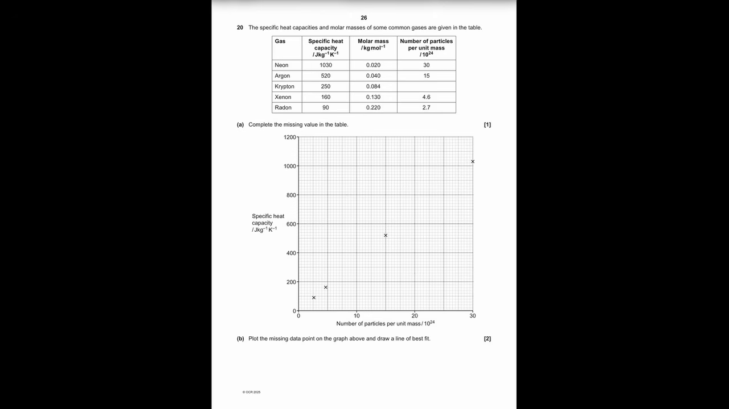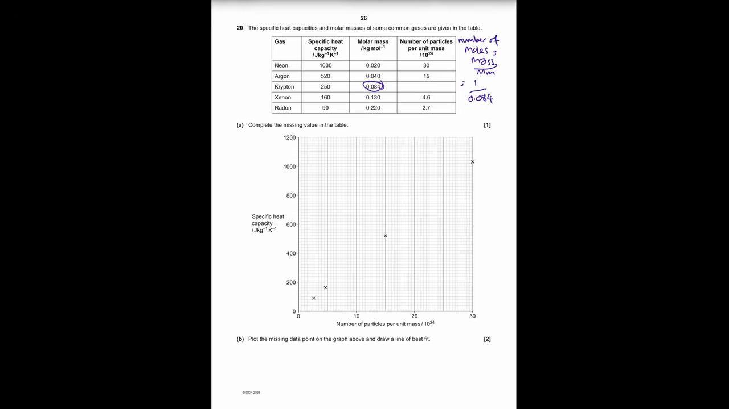So I know it's going to be something to do with number of moles equals, I'm just writing that down, number of moles is going to be equal to mass over the molar mass. Okay, and then it's saying here, the number of particles per unit mass. So what's the unit mass going to be? The unit mass is going to be 1 kilogram. So mass over molar mass is going to be 1 kilogram divided by the molar mass, which it tells me over here is 0.084.